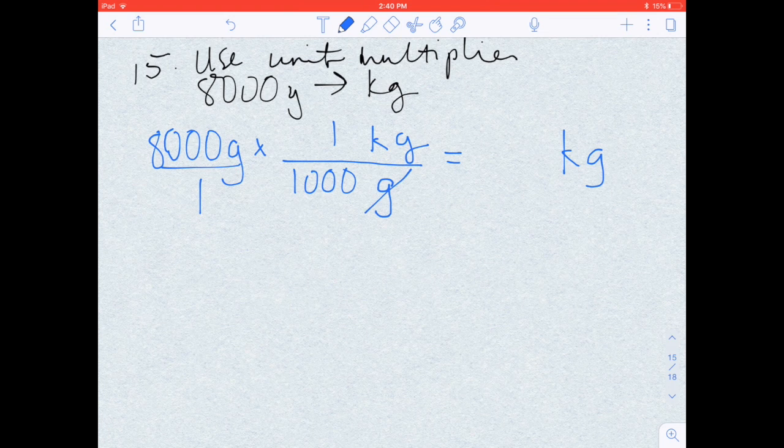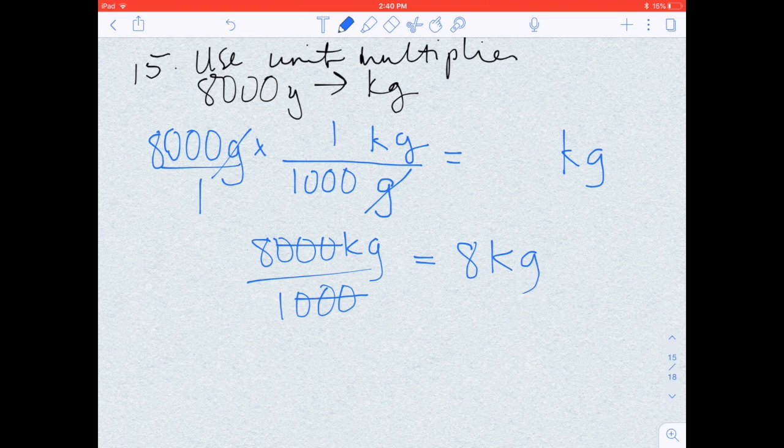And now I can go ahead and multiply. So grams cancels, grams cancels. So I have 8,000 divided by 1,000, really. So it's going to end up with 8,000 kilograms over 1,000. That's what I'm left with. I can cancel out these zeros because I can cancel out those. I'm left with 8 kilograms.